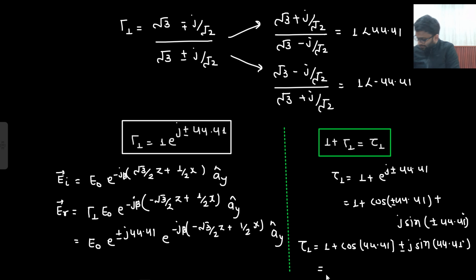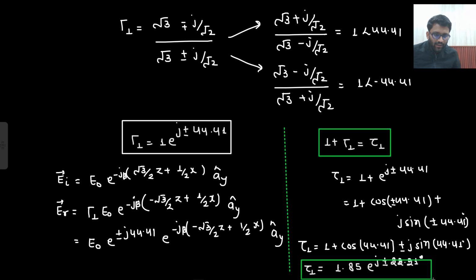So what you are getting, if you solve it, here it is. So when I solve it, I am getting 1.85 e to the power j plus minus 22.21. Fine. So this is what you are getting: 1.85 e to the power plus j 22.21 degree. So this is your transmission coefficient. So now I need to write down my transmitted field.